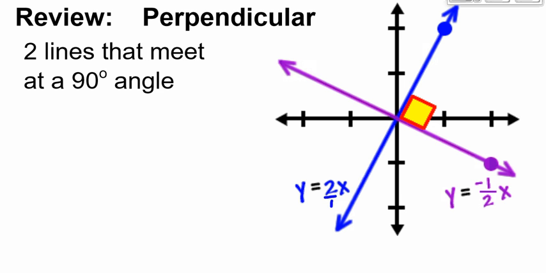Also, if you recall from way back in the beginning of the year, we talked about slopes of perpendicular lines. The slope of the first line is 2, or 2 over 1 as a fraction. The slope of the perpendicular line has to be the negative inverse of that. So if this slope is 2 over 1, I have to flip the fraction and make it the opposite of what it was. So the slope of the perpendicular line is going to be negative 1/2.